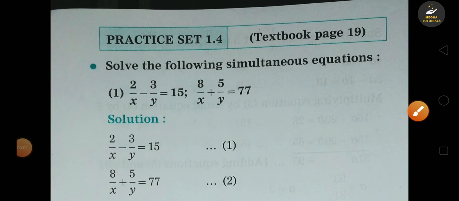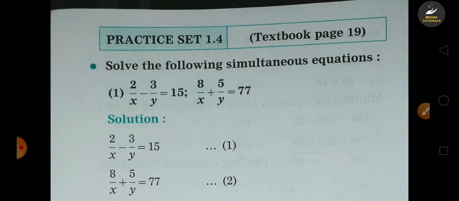Practice set 1.4. Solve the following simultaneous equations. First question is 2 upon x minus 3 upon y is equal to 15 and 8 upon x plus 5 upon y is equal to 77. Equation 1 and 2. Now if you can observe, both equations are not in the standard form because of 1 upon x and 1 upon y.